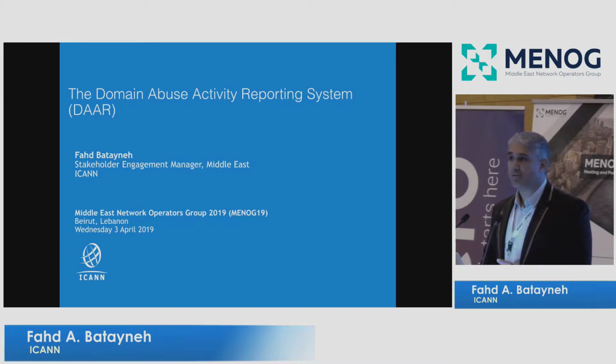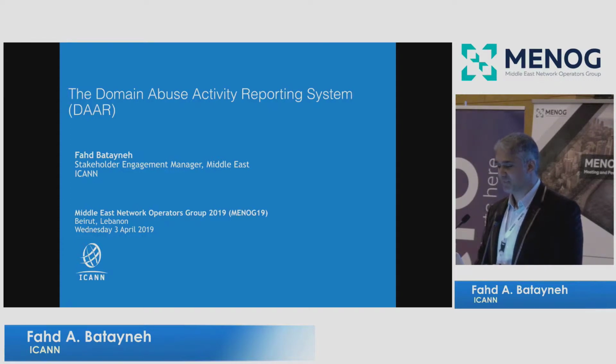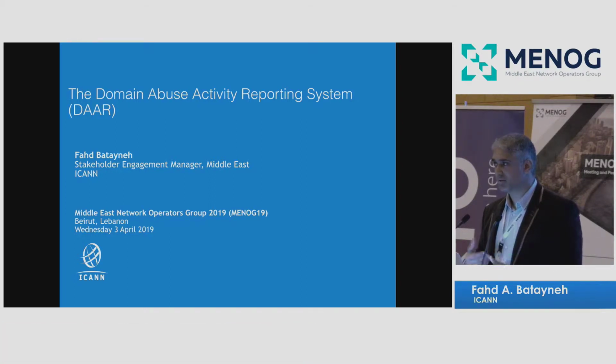So I'll be talking about a different topic now. My previous colleague and speaker spoke about routing, and that was quite interesting. This could probably be a little less interesting, but let's see. I'll be talking about a system that we rolled out at ICANN recently called the Domain Abuse Activity Reporting. As the name depicts, it's a system to report on abuses related to domain names.